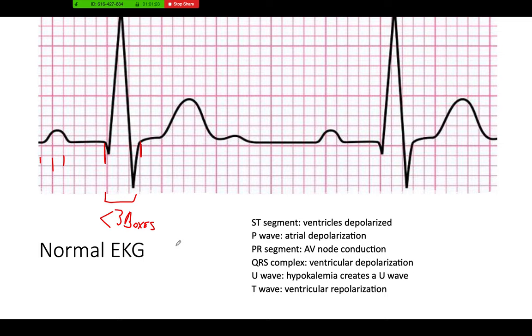Okay, that is the one thing. If you only learn one thing from me in terms of EKGs, I hope it's this. Look for your QRS to be less than 3 boxes. Okay, and we'll apply that idea coming up shortly.